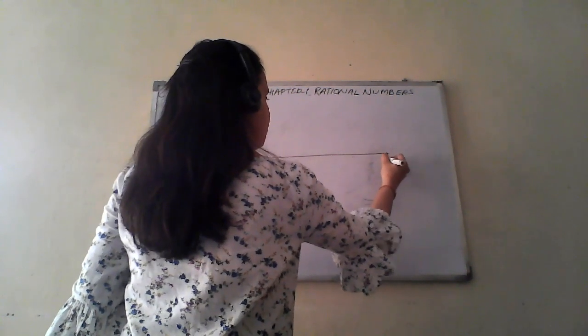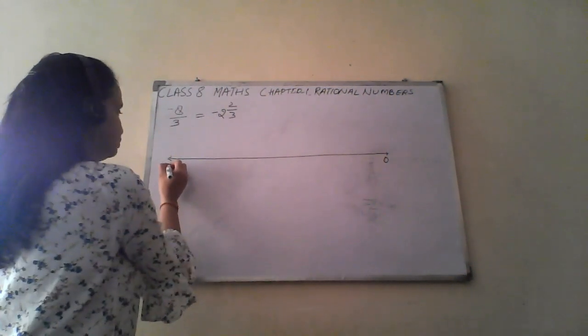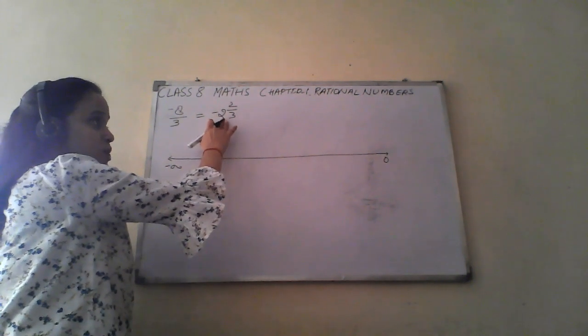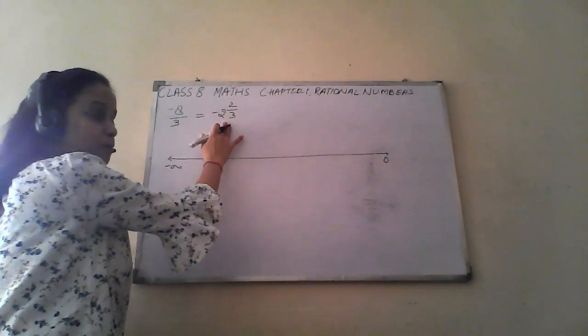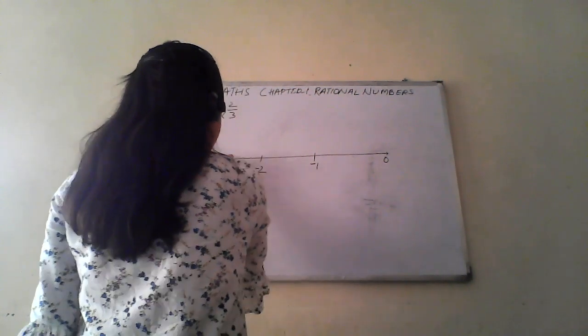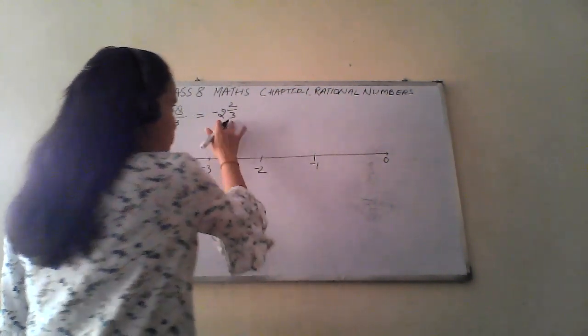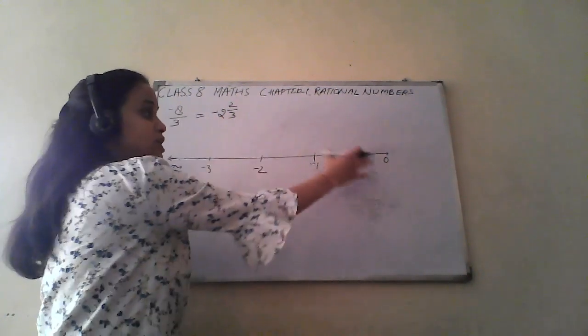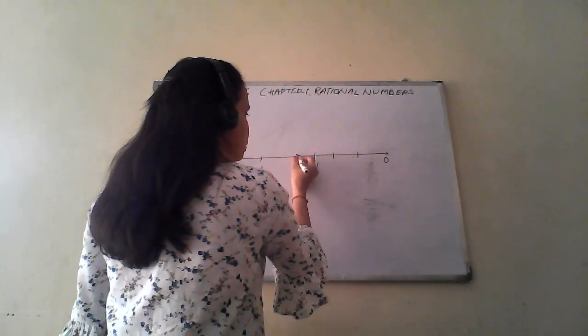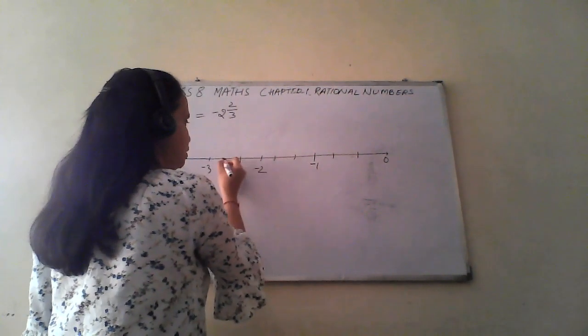Again we have to draw the number line. We have to extend it up to minus 3. It is minus 2. We have to extend it up to minus 3. So it is minus 1, minus 2, minus 3. Now we have to divide each section into 3 equal parts. 1, 2, 1, 2, 1, 2.